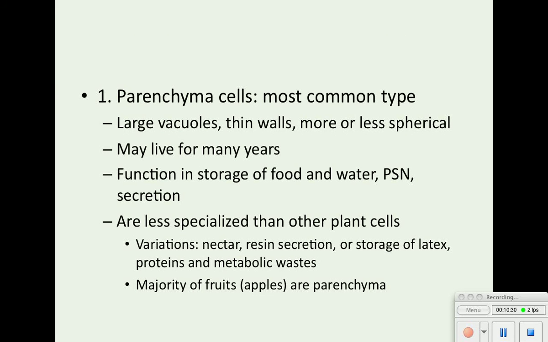We'll start with parenchyma. This is the most common type found in all cells. Like I said, storage, so large vacuoles. These cells can live for many years. They'll store water, store food. They help in photosynthesis as well as secretion. And so with secretion, nectar could be released, resin could be released, latex could be stored, other metabolic waste and proteins. Majority of fruits like apples are basically just parenchyma cells. So you're eating parenchyma cells when you eat an apple.